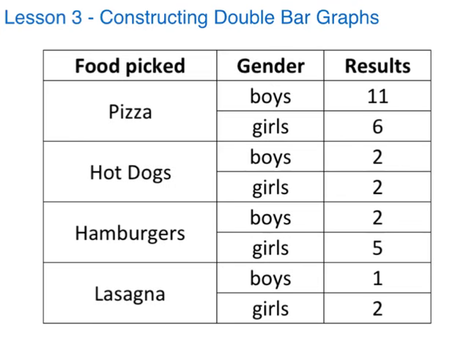You'll notice that Gwen specifically divided the information by what boys wanted and by what girls wanted. So now she was ready to create her double bar graph, which compared the types of food that the boys selected and the types of food that the girls selected.